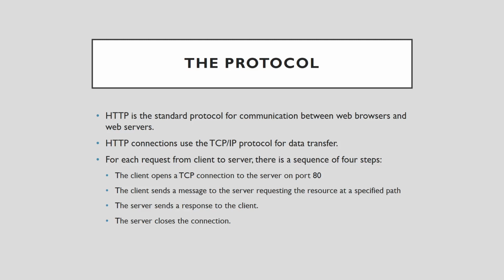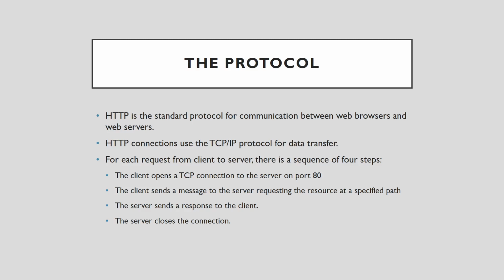HTTP connections use the TCP/IP protocol for data transfer. And for each request from client to server, there is a sequence of four steps. The first step is the client opens a TCP connection to the server on port 80. By default, other ports may be specified in the URL.